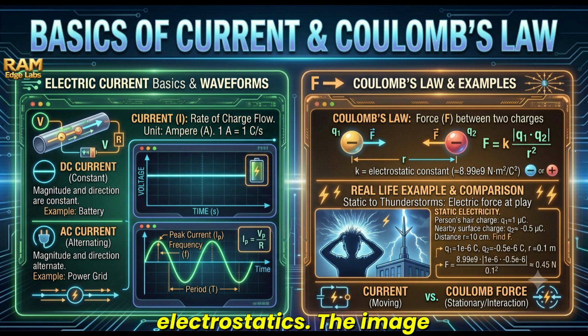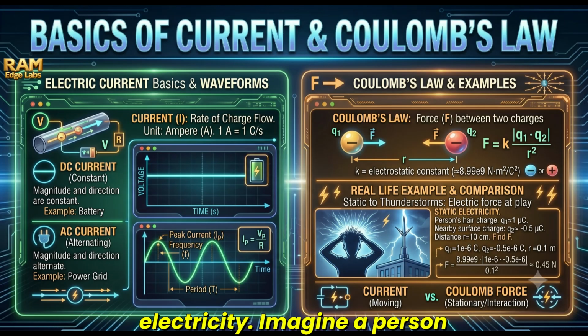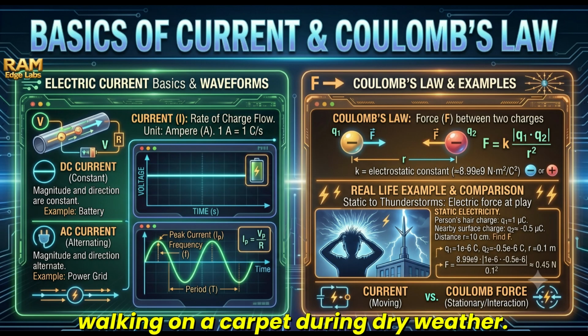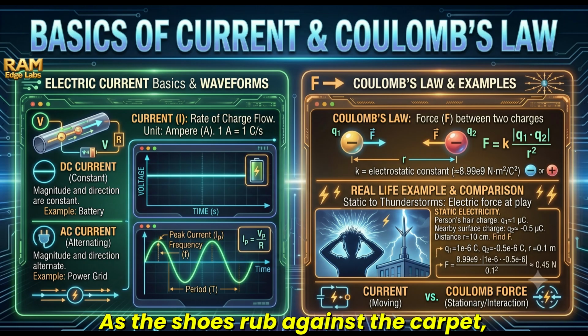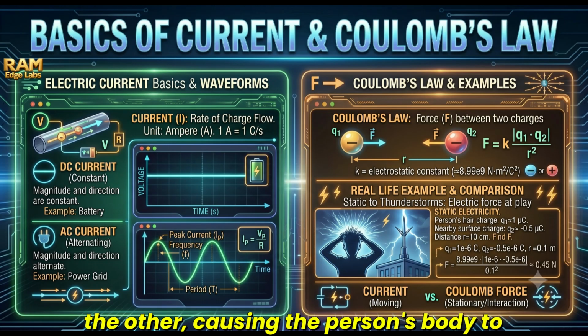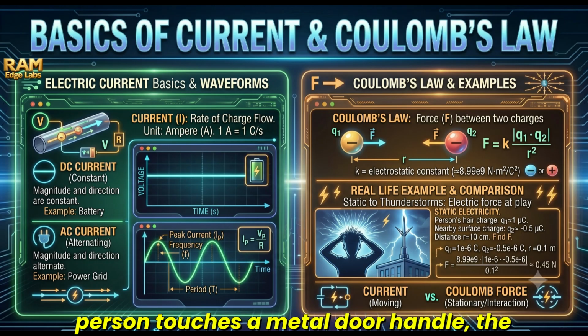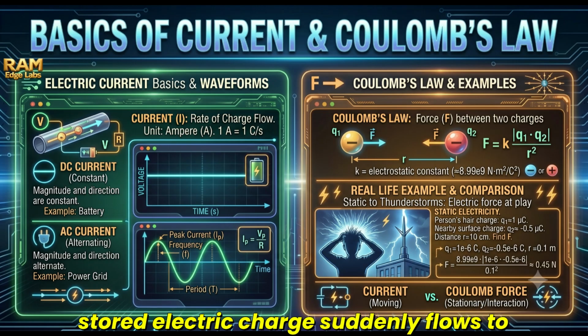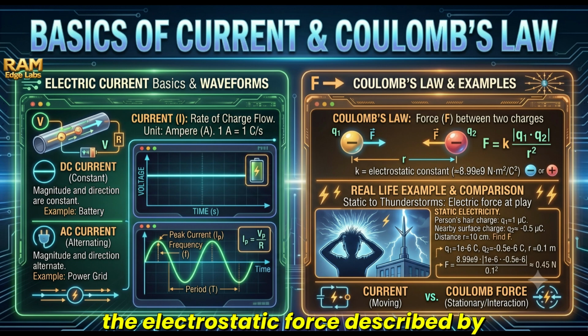of electrostatics. The image provides a practical example of static electricity. Imagine a person walking on a carpet during dry weather. As the shoes rub against the carpet, electrons transfer from one surface to the other, causing the person's body to become electrically charged. When the person touches a metal door handle, the stored electric charge suddenly flows to the metal, producing a small electric spark. This spark is caused by the electrostatic force described by Coulomb's law.